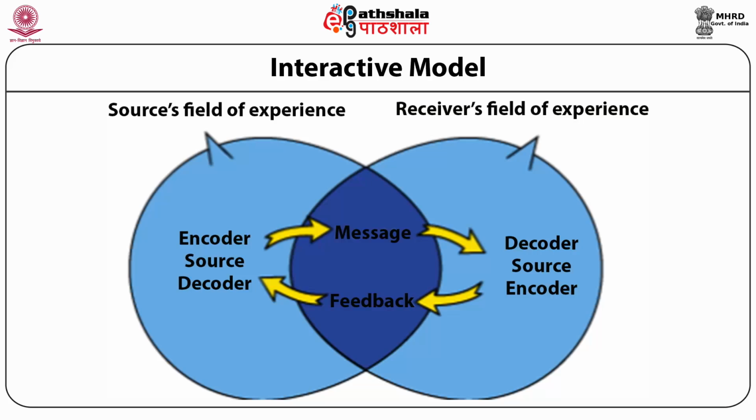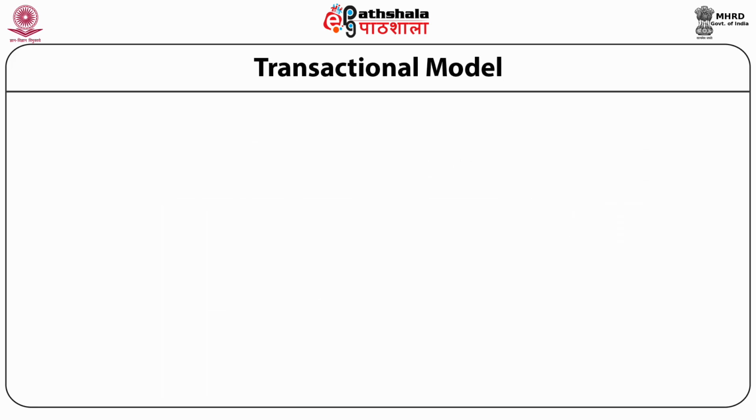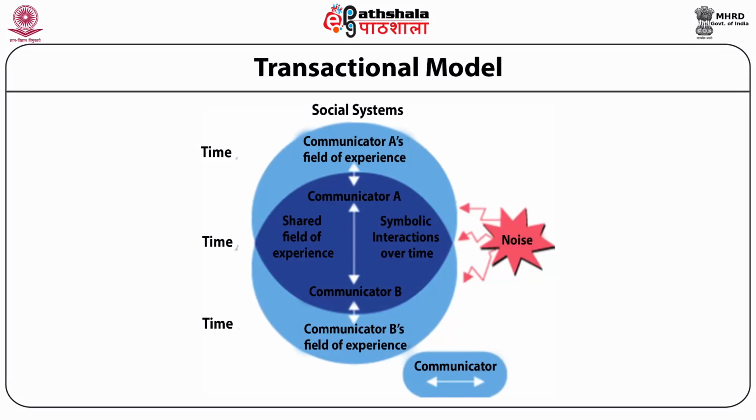The sender channels a message to the receiver, and the receiver then becomes the sender and channels a message to the original sender. This model has added feedback, which indicates that communication is not a one-way but a two-way process. There is feedback, but it is not simultaneous. The next one is the transactional model.